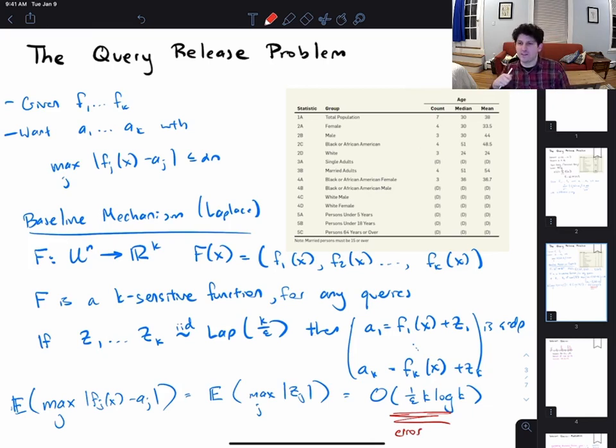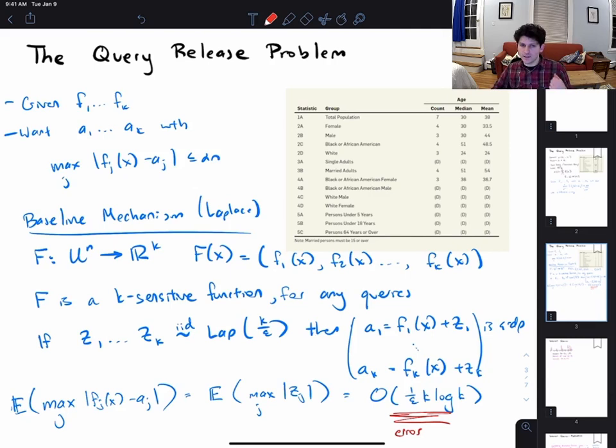There are ways to remove the log factor, so I'm not going to focus on it. But the problem is that this solution, it's very simple, it's differentially private, but the amount of error is growing with the number of queries. It's in fact growing more than linearly in the number of queries. So if we want to release a big table, we're quickly going to have to add tons of error. K over epsilon is going to be too big if this table is quite big, like an interesting set of queries. So we'd like to come up with ways to do better.